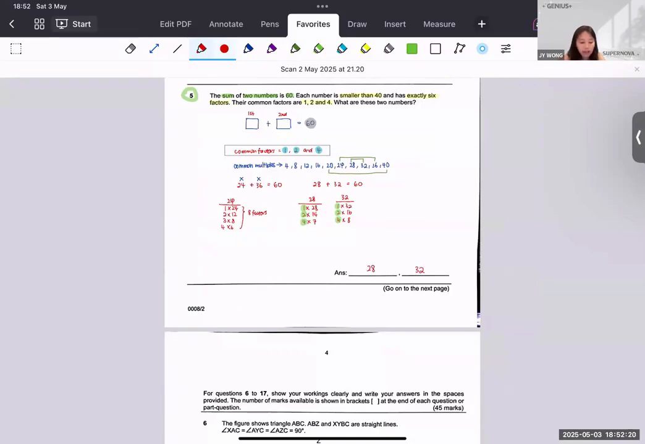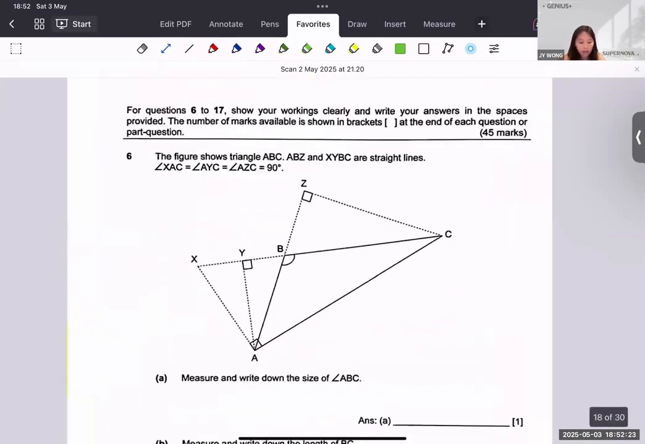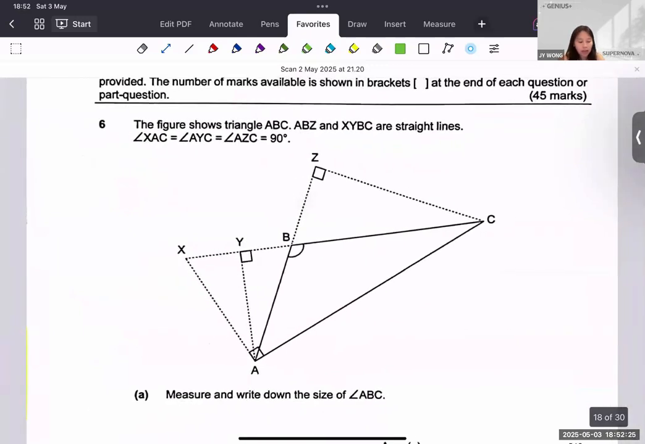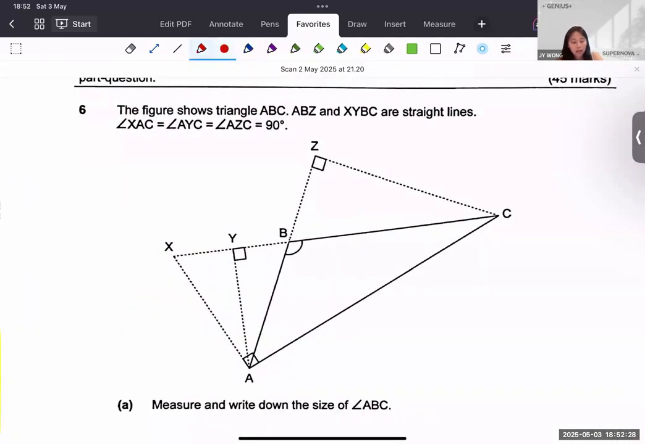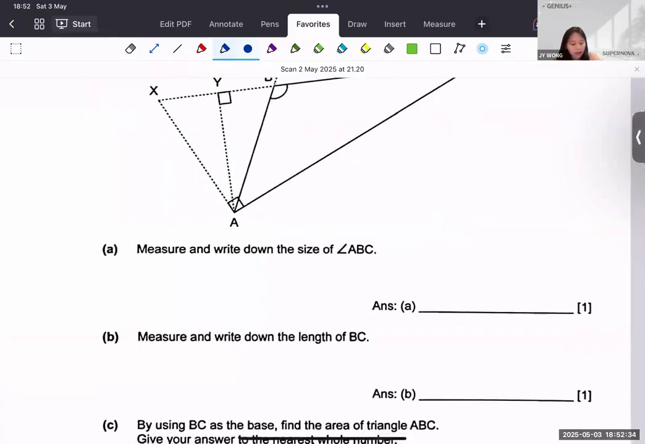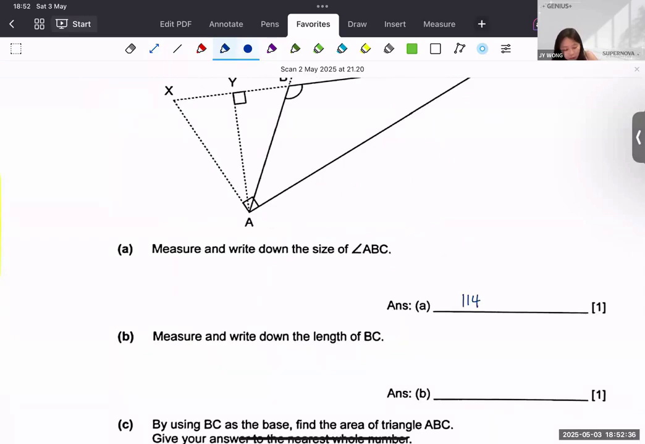Question 6 answers. Now the problem here is, your answer may differ by 1 degree. So your answer for ABC, if you measure it properly, should be 114 degrees. But because usually for questions like that, there's a range that we will accept, we would have plus minus 1 degree. So if you have 113, 114, or 115, we will accept.